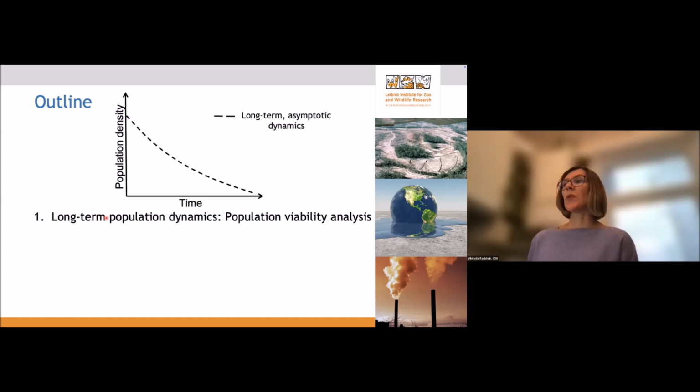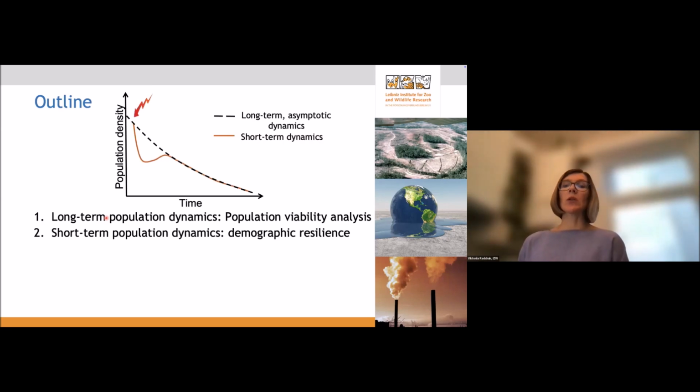Population viability analysis mainly focuses on the long-term asymptotic population dynamics. Importantly, in response to a disturbance, the population may also exhibit short-term dynamics, and this dynamics is often now, recently, since 2022, quantified using the concept of demographic resilience. But it has also been quantified before using transient analysis. So in the first part of my talk, I will be talking about short-term population dynamics in response to perturbations and long-term population dynamics and the tools used to quantify these behaviors.